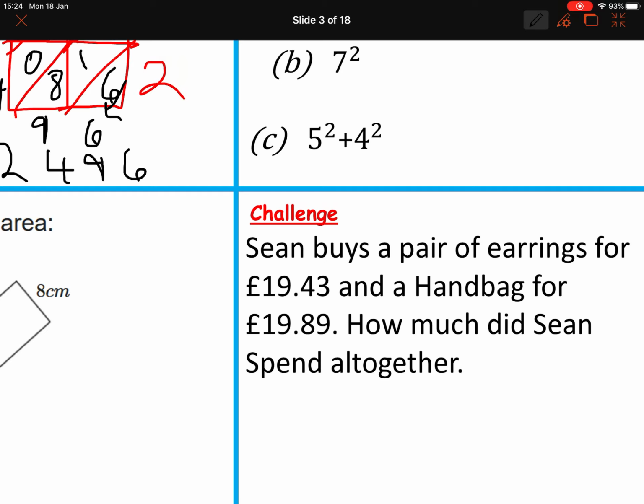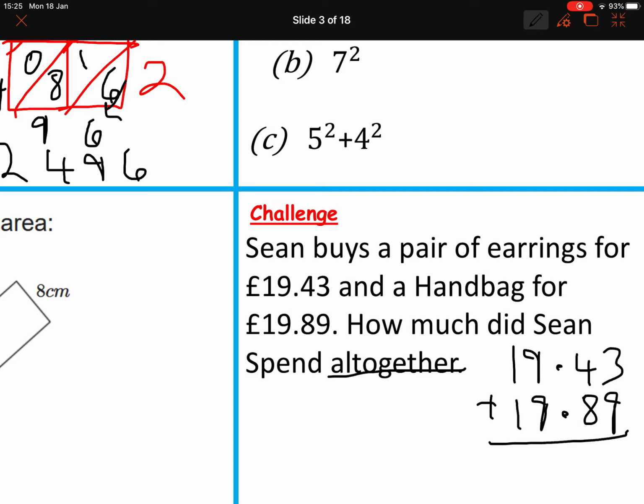Now, it says Sean buys a pair of earrings for £19.43 and a handbag for £19.89. How much did Sean spend altogether? Now, the word altogether is very important because it would normally mean that you've got to add two things together, all right? So all we've got to do is add together £19.43 plus £19.89, okay?